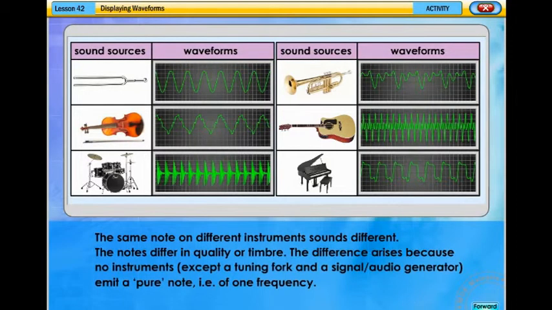The same note on different instruments sounds different. The notes differ in quality or timbre. The difference arises because no instruments, except a tuning fork and the signal audio generator, emit a pure note, that is, of one frequency.